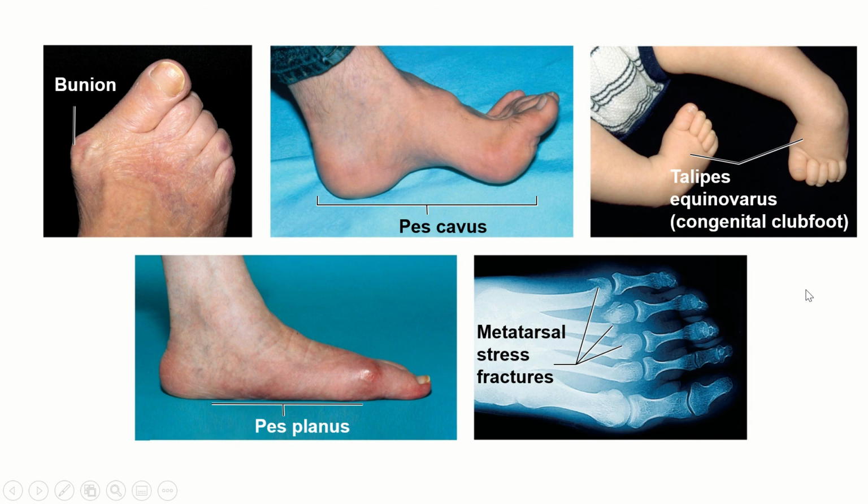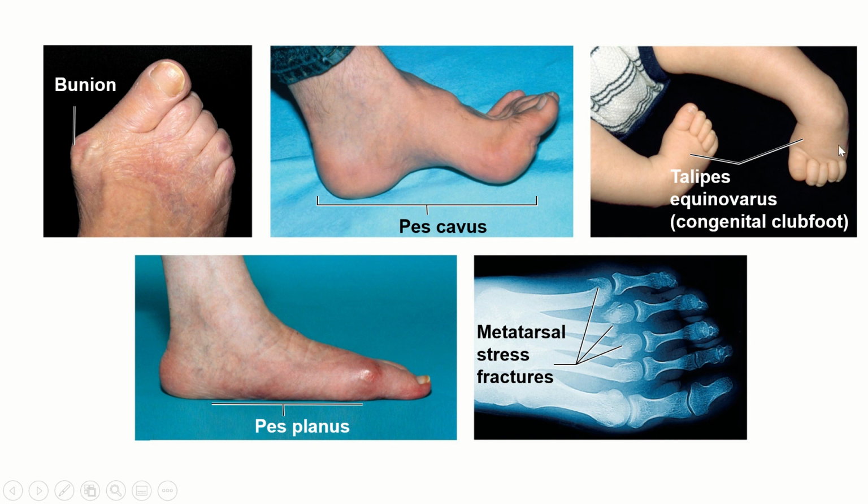All right, things that can go wrong. Bunion is where the first metatarsophalangeal joint becomes malformed and sticks out medially. Pes cavus is excessive foot arches. It's opposite of pes planus, which is flat feet, not enough arches.